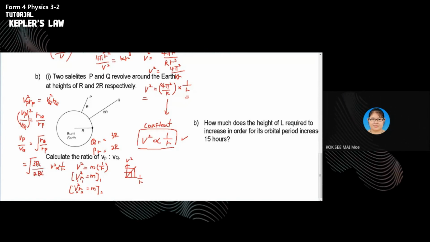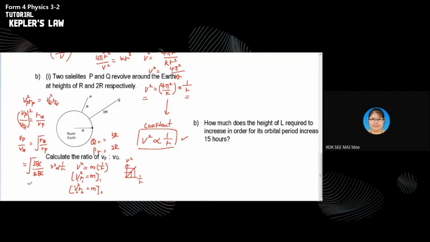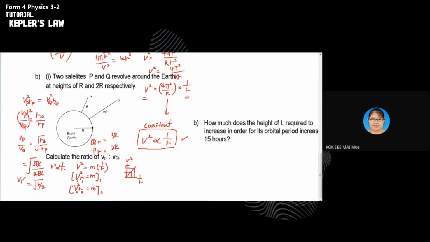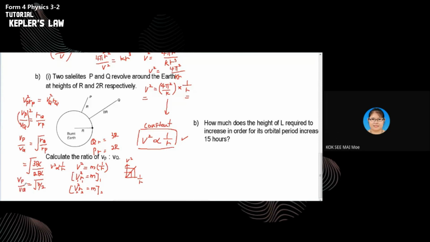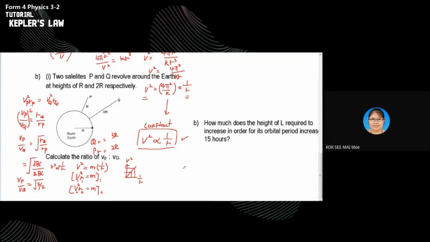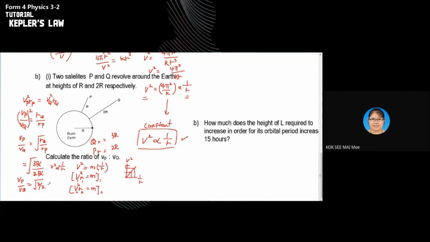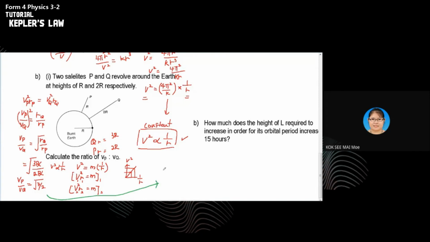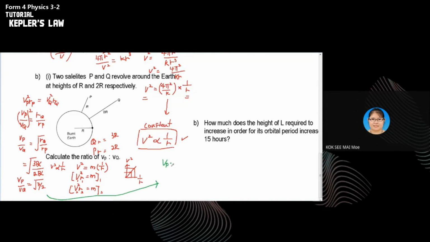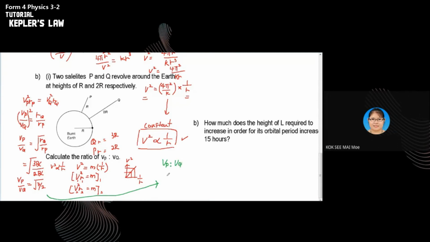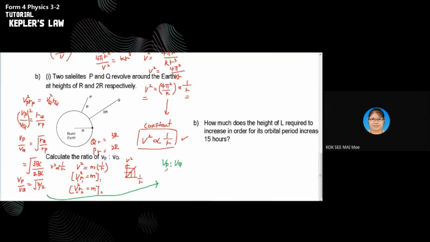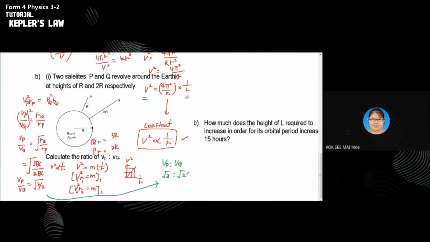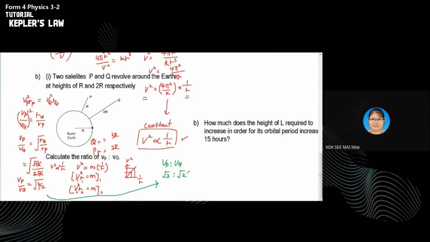So R, actually we can cut. So what you have left is square root 3 over 2, VP over VQ. Okay, so last I'll write here, in the green color one, the ratio of VP with VQ. That means I can write square root 3 ratio with square root 2. So this one is your answer.